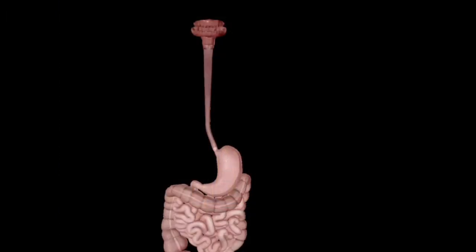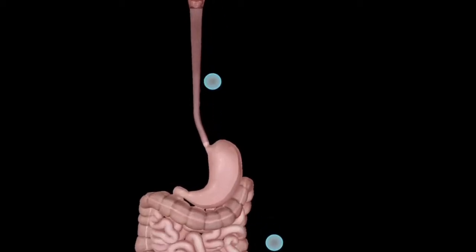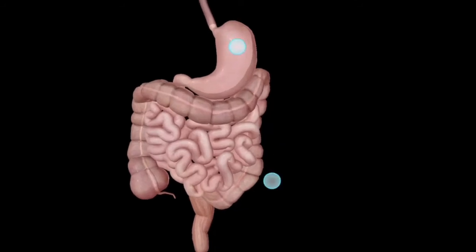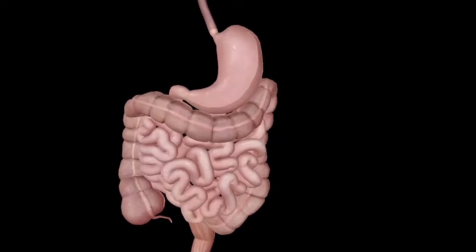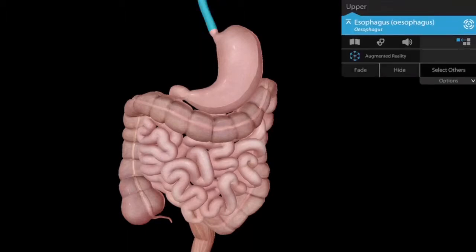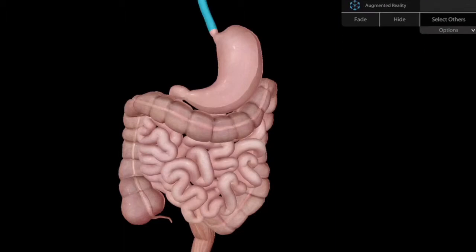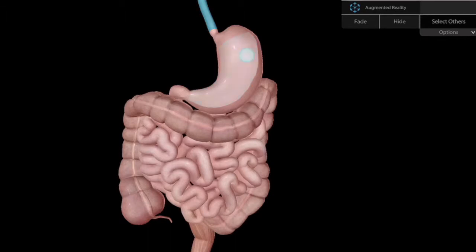Alright, so let's move on to the anatomical structure of the different parts of the lower gastrointestinal tract. If you see on here, the esophagus, which is part of the upper gastrointestinal tract, will conduct the food down to the stomach.